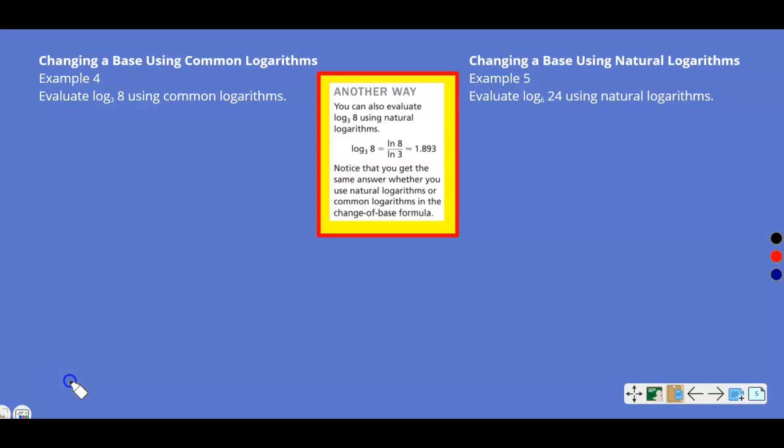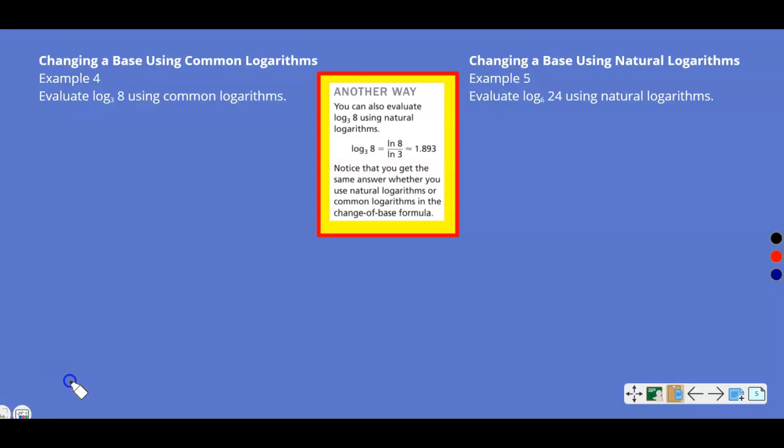All right, we are continuing to work on properties of logarithms. This is the second video. So, example 4, changing a base using common logarithms. This one says evaluate log base 3 of 8 using common logarithms.